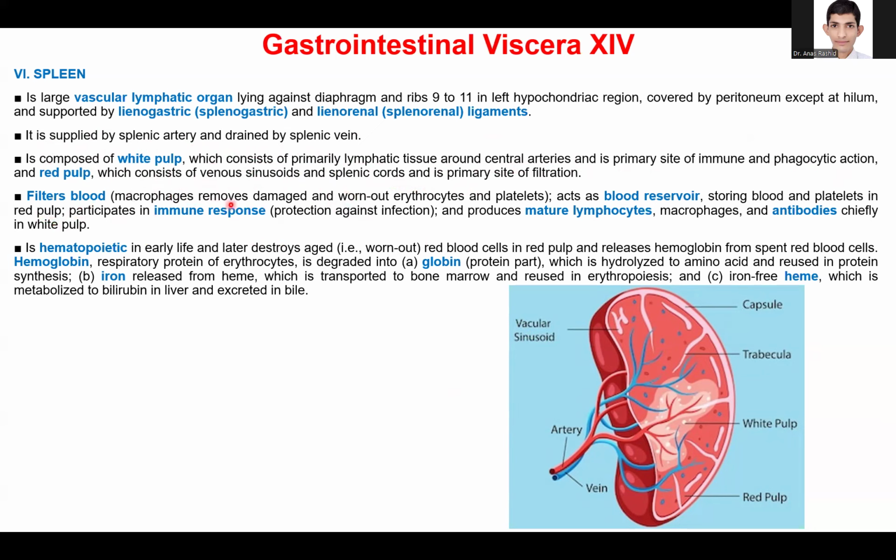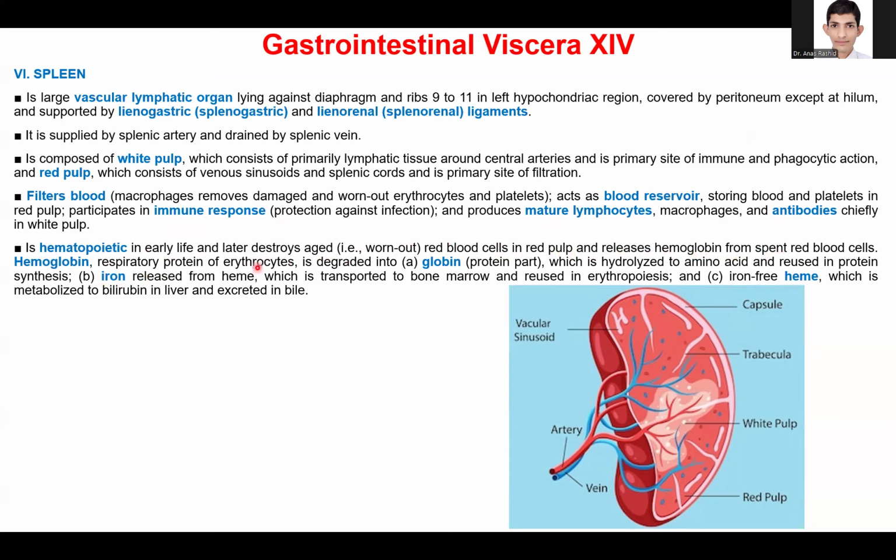It filters blood, and macrophages remove damaged and worn out erythrocytes and platelets. It acts as a blood reservoir, storing blood and platelets in the red pulp. It participates in the immune response, protection against infection, and produces mature lymphocytes, macrophages, and antibodies, chiefly in the white pulp. It is hematopoietic in early life and later destroys aged, worn out red blood cells in the red pulp and releases hemoglobin from spent red blood cells.